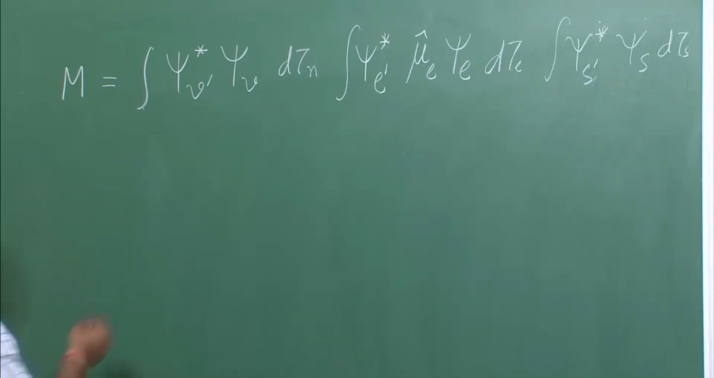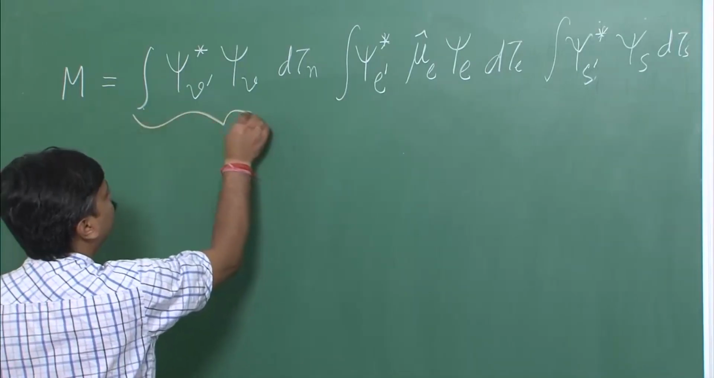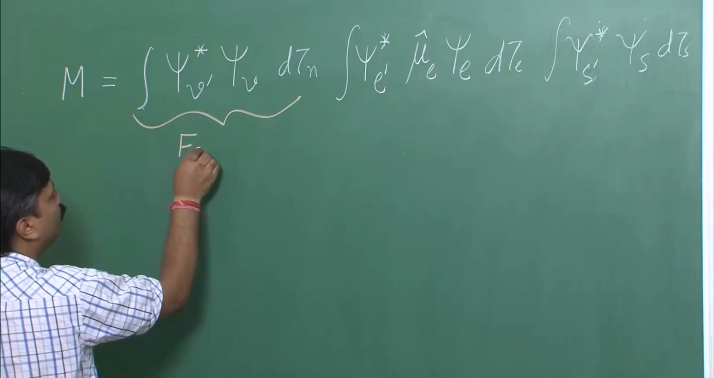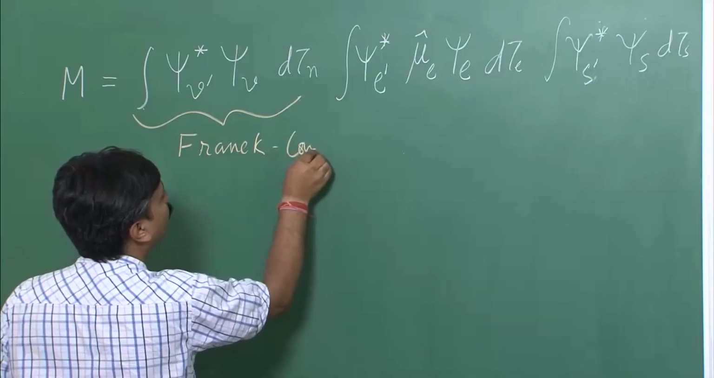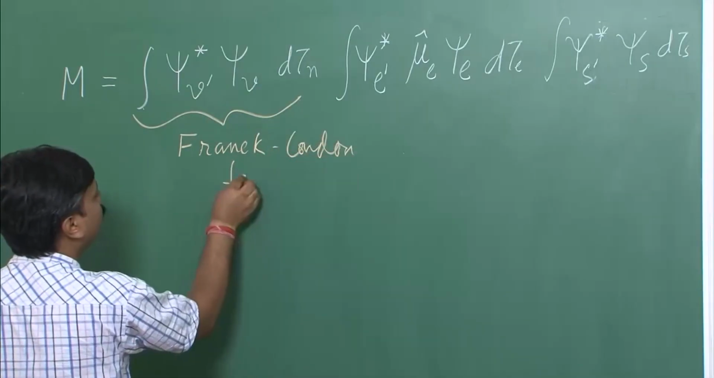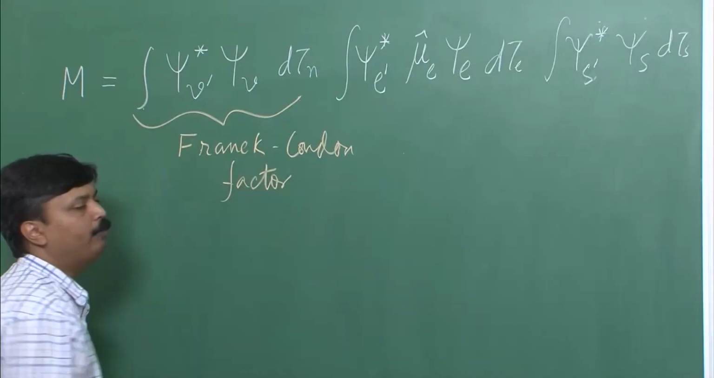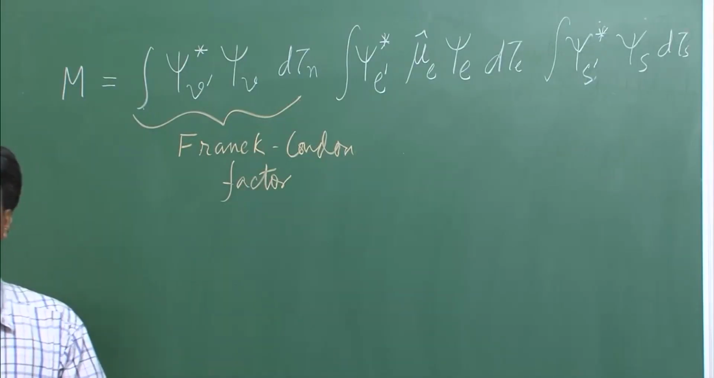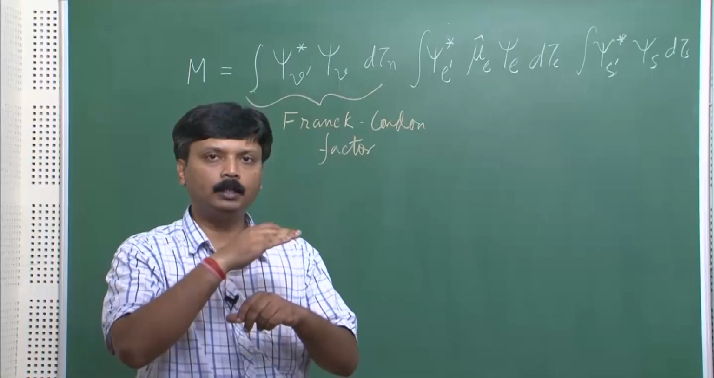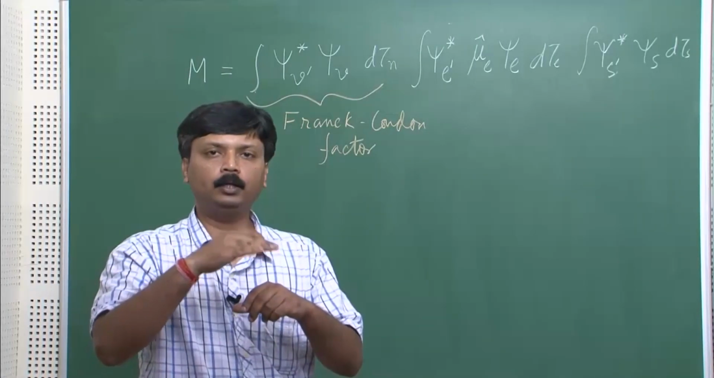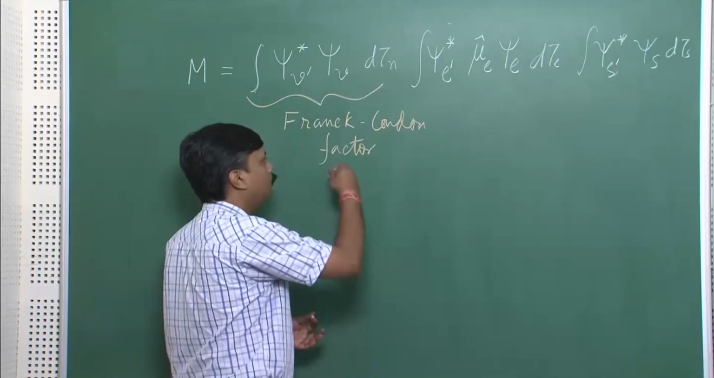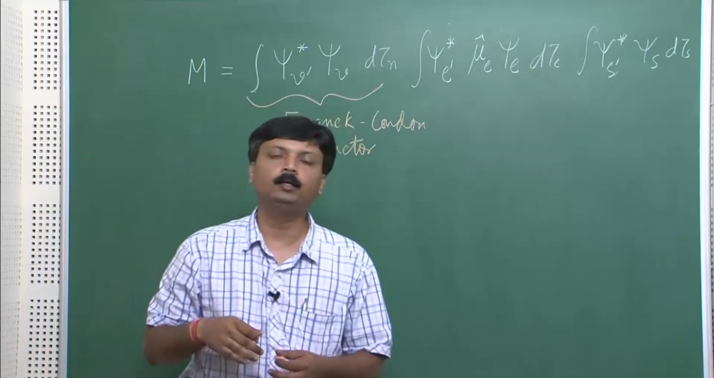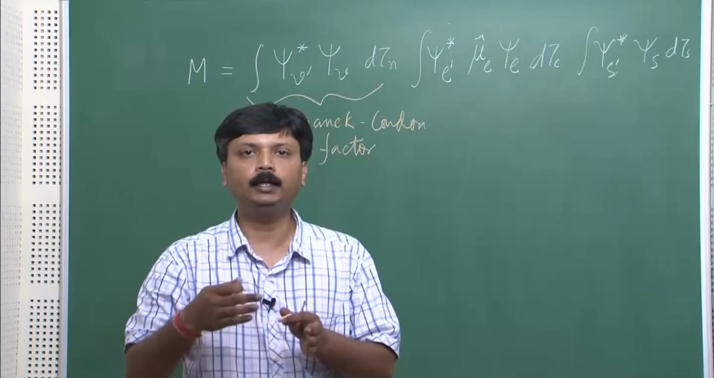So we also mentioned that this particular integral is the so-called Franck-Condon factor. The Franck-Condon factor gives me the overlap between the wave functions of the vibrational levels in the lower electronic state and those in the upper electronic state. Okay, so what it gives me is the overall modulation in the electronic spectra.